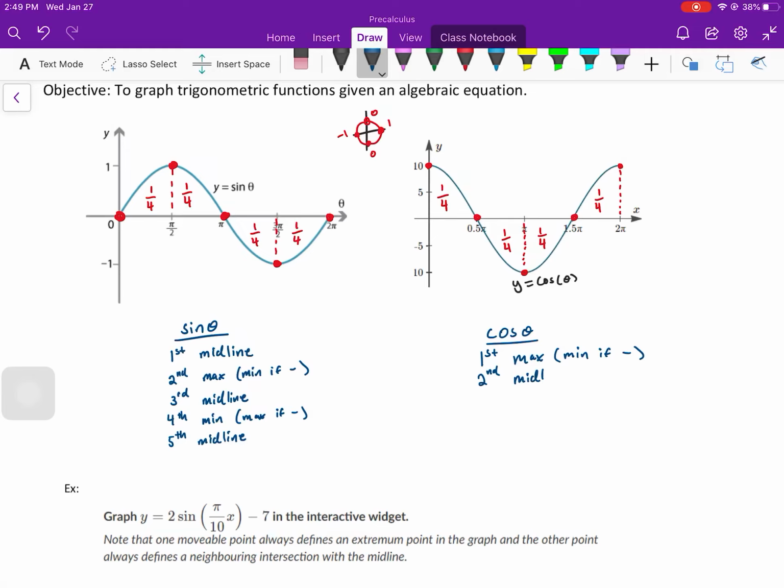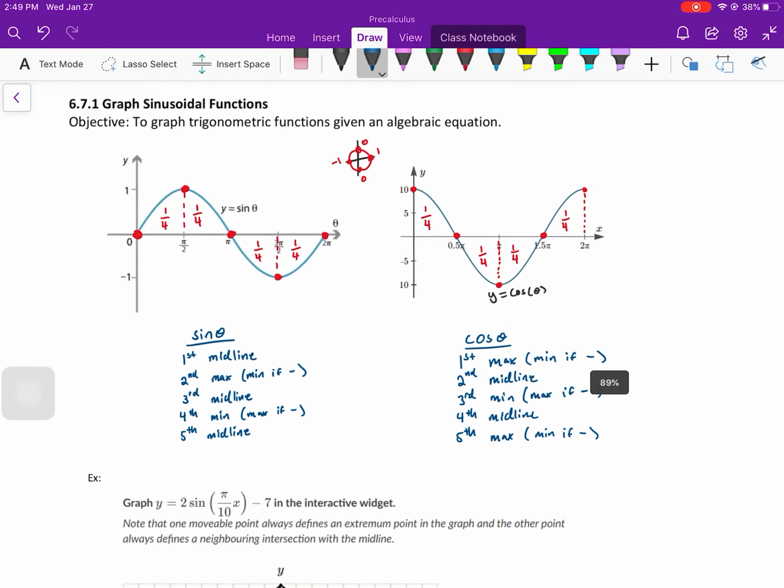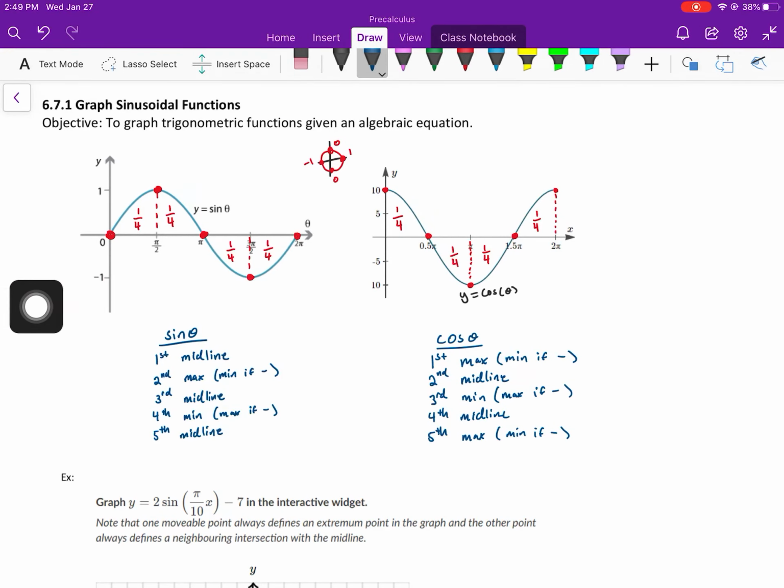Second is the midline. Third is the min, but max if negative. Fourth is back to the midline. And then fifth will be back to the max, or min if negative. And it's just based on the key values of the unit circle here.